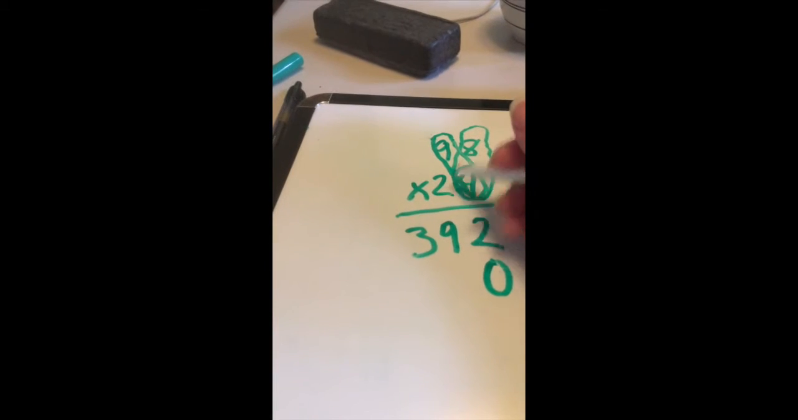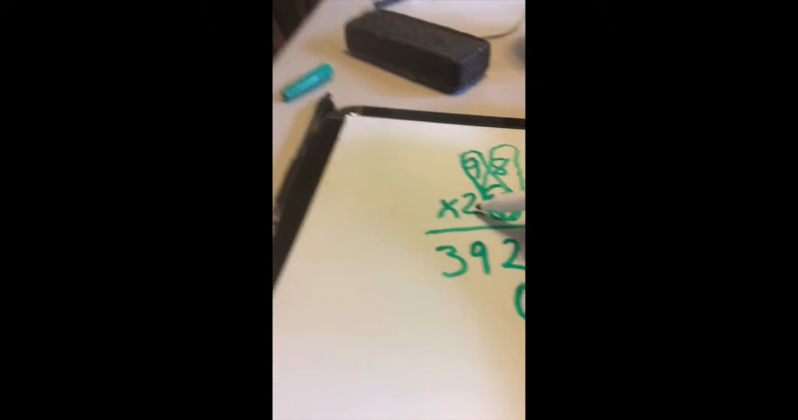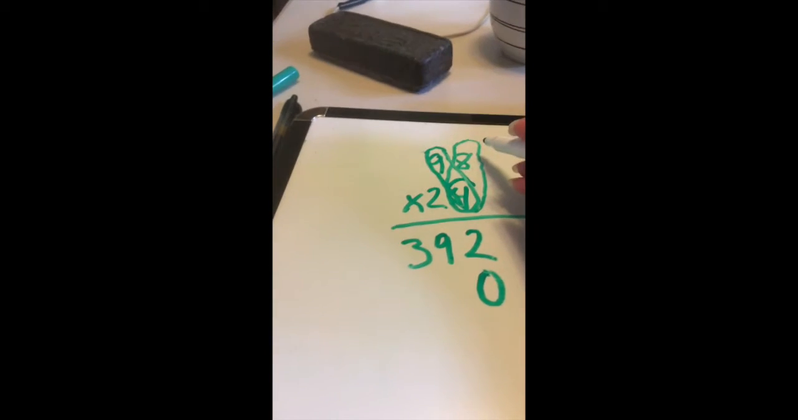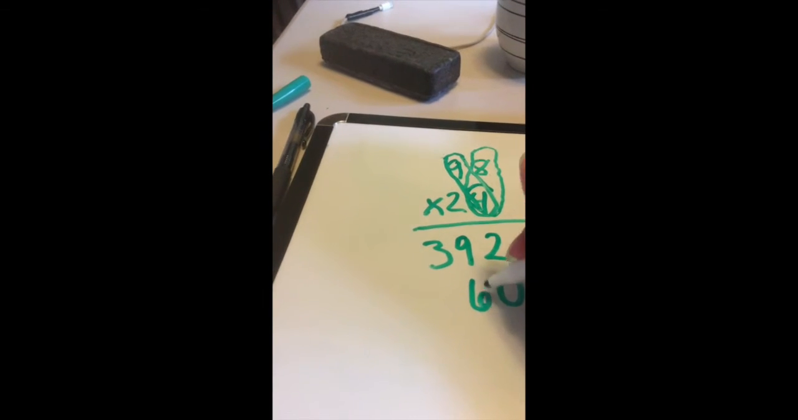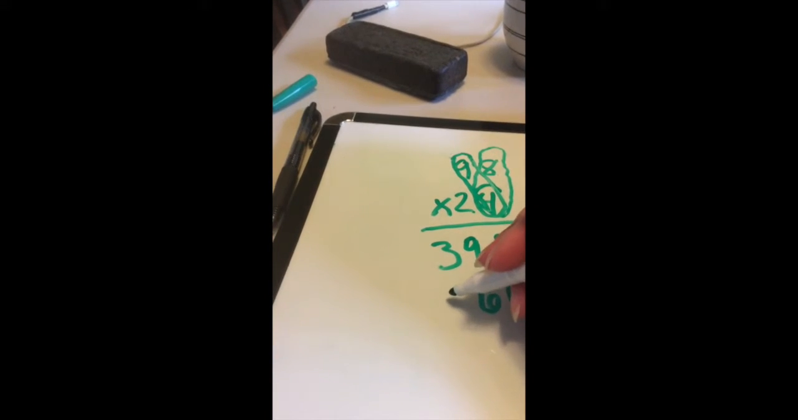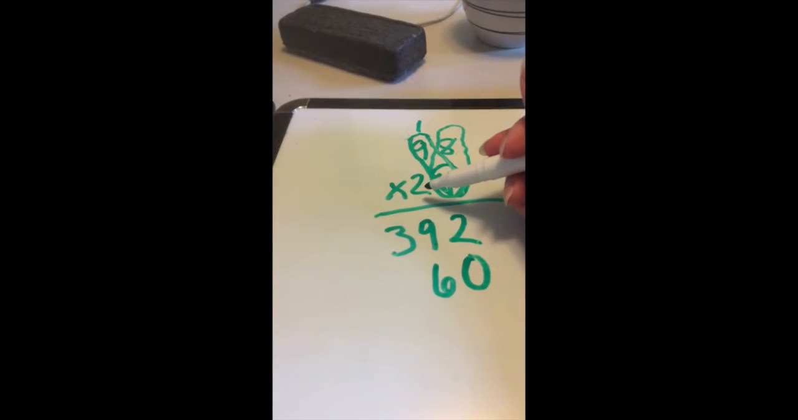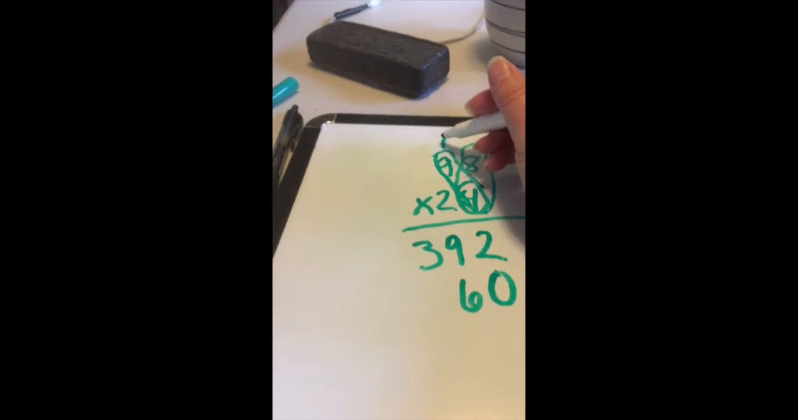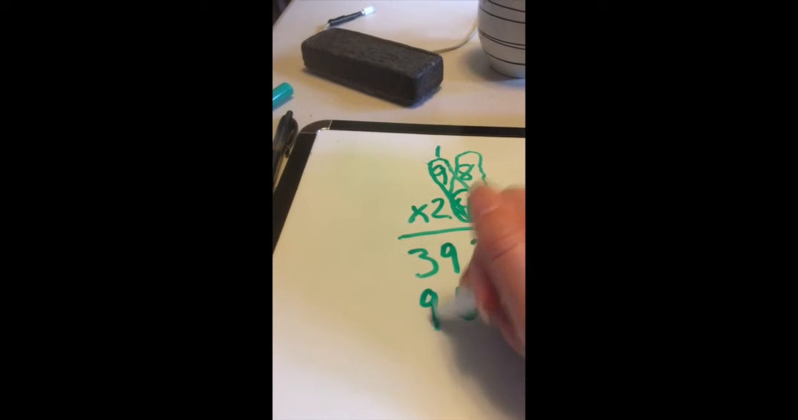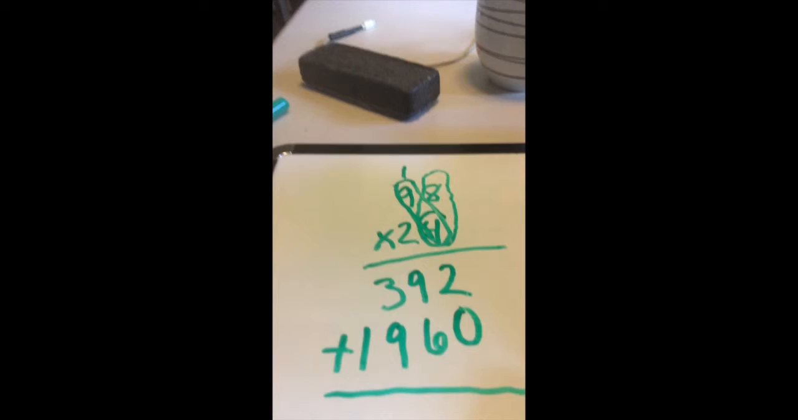Now we're doing 2 times 8. We finished with our 1s. Now we're doing our 10s. So 2 times 8 is 16. So we put our 6 down. We're not going to put the 1 down over here. We're actually going to carry it up here. And then we do 2 times 9, which is 18, plus the 1 that we carried, which gives us 19. And then we just, again, add.